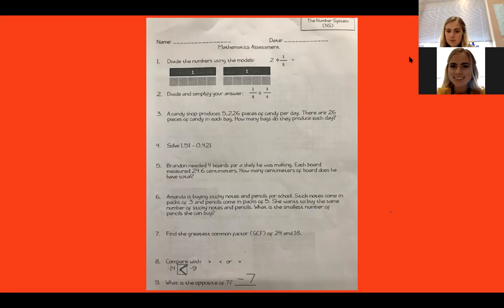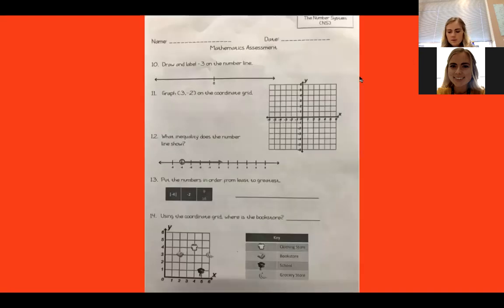Okay. Now let's turn to the next page, the back side. It says draw and label negative 3 on the number line. So negative is to the left of 0 on the number line. So I'm going to say negative 1, negative 2, negative 3. So I'm going to put a dot right at negative 3. And I labeled it.